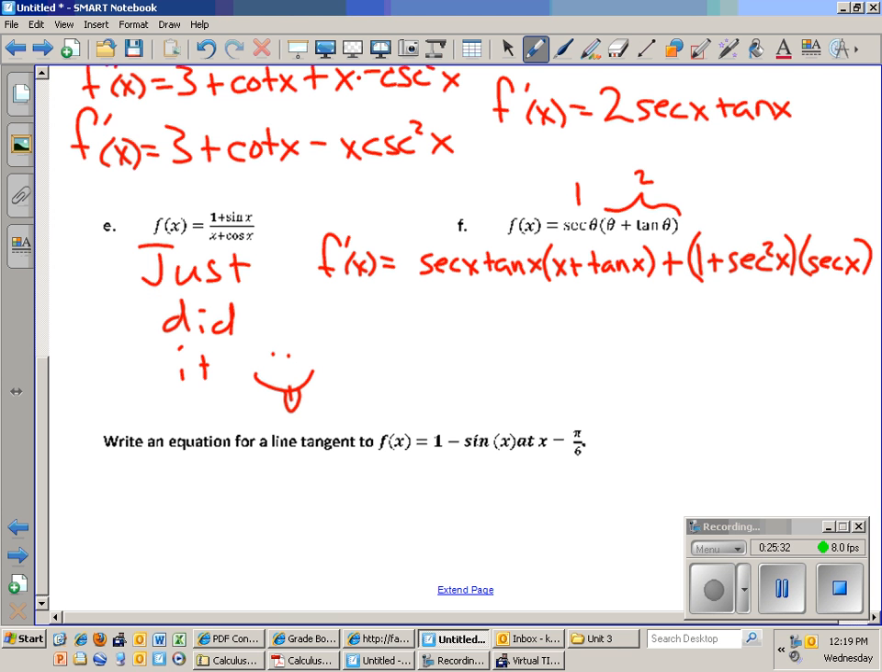Now, this doesn't reduce to anything really nice, okay? But we can write it just a little bit more simplified. For example, we would have x secant of x tangent of x plus secant of x tangent squared plus secant of x plus secant cubed. Not much you can do.